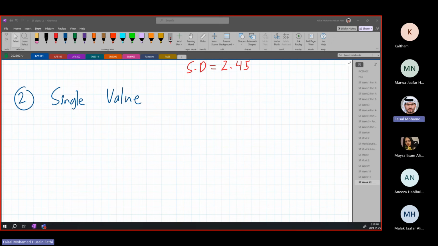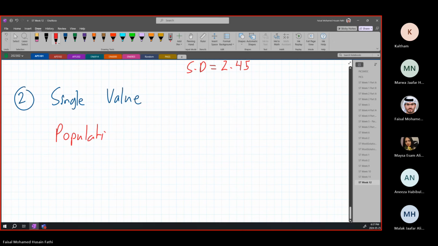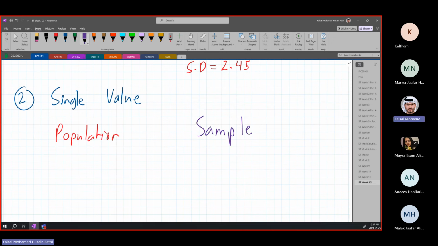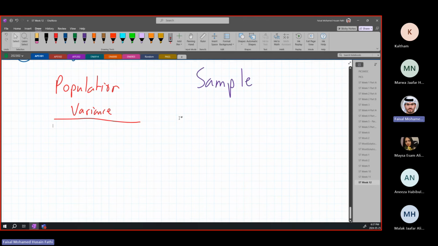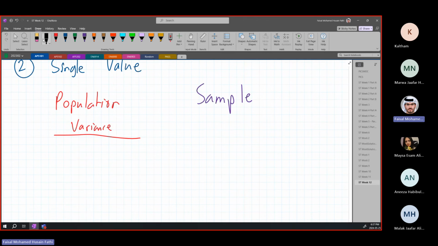So for a single value, again, we're going to have two cases. We're going to have population, and we're going to have sample. So if it's talking about population variance, there are two equations for this. There's the general one and the simplified one. So the general one here is sigma squared is equal to, we're talking about population, so it is sigma f times x minus mu squared over sigma f.